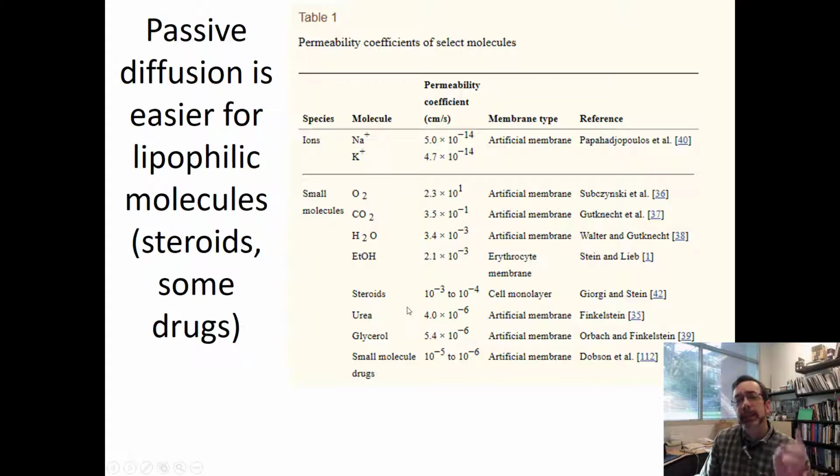Steroids are actually pretty lipophilic. So steroids have reasonable permeability coefficients, relatively high, especially considering how big they are. But urea, glycerol, and small molecule drugs are lower. They still can permeate a little bit. If you have a lipophilic small drug, it has a bit of a chance to permeate the membrane. It depends on the structure. And the more charges you have on that structure, the less permeable that small molecule will be.